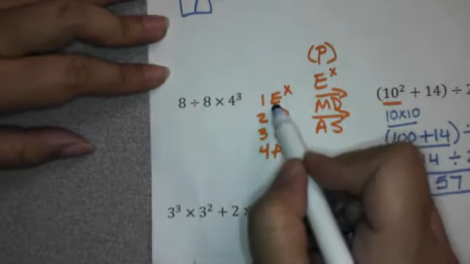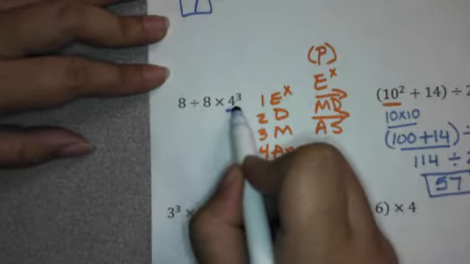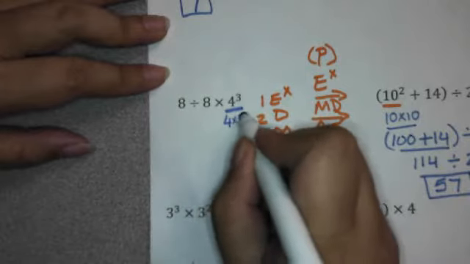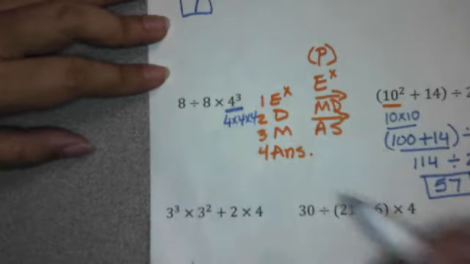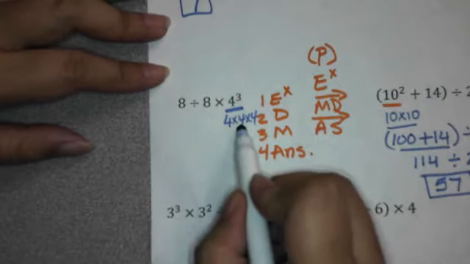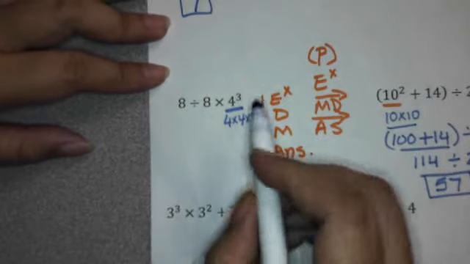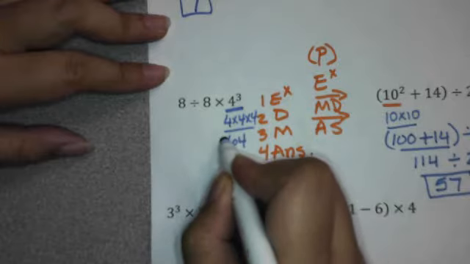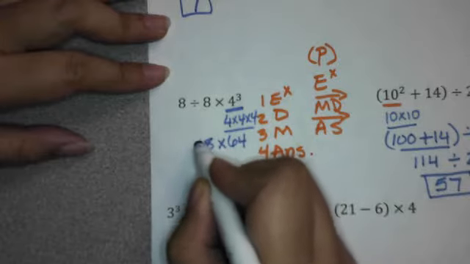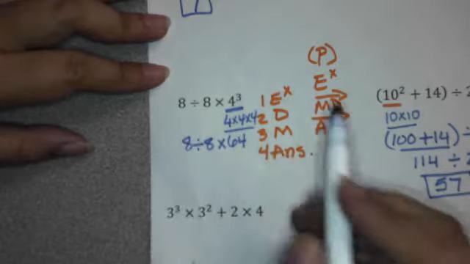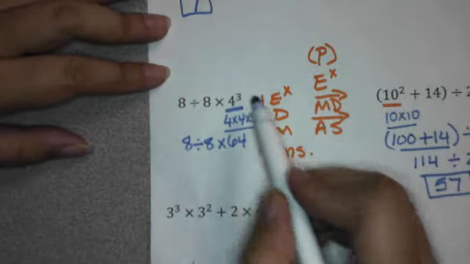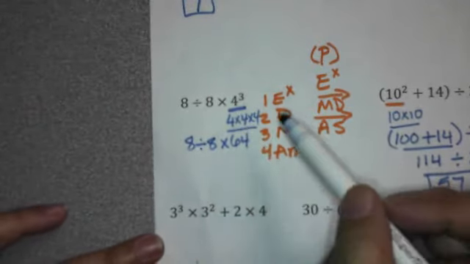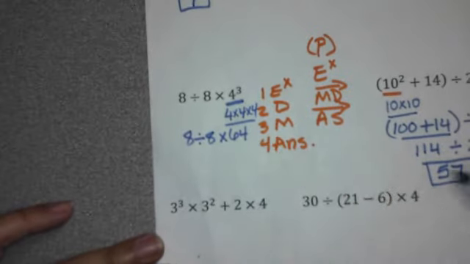Now we have that written down, so let's go to step number 1, exponent. 4 to the third means 4 times 4 times 4. 4 times 4 is 16. 16 times 4 is 64. Rewrite. Please be careful and do not take this 4 to the third power and make it a 12, because a lot of students are going to make that mistake.